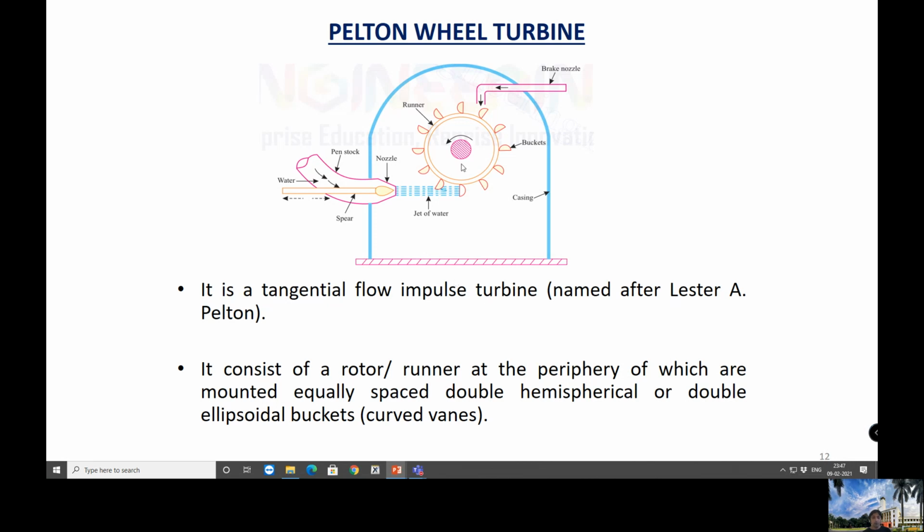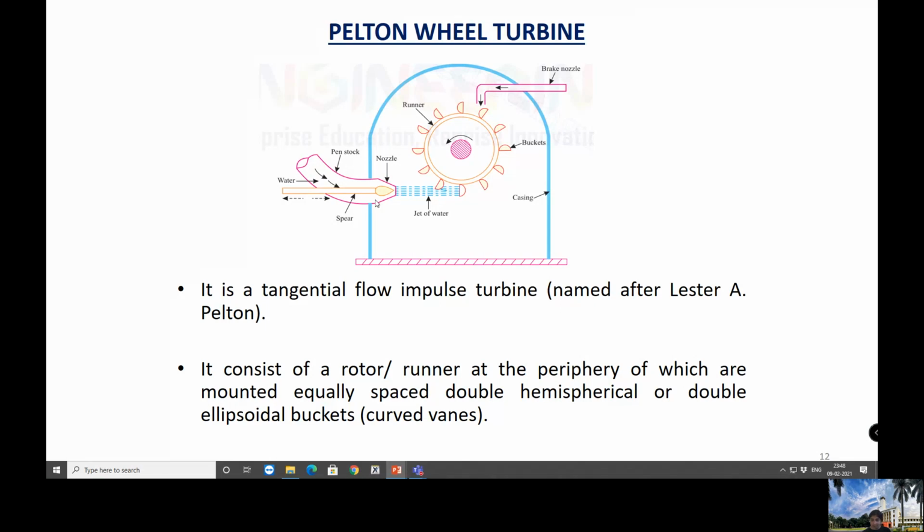It consists of a rotor or a runner, at the periphery of which are mounted equally spaced double hemispherical or double ellipsoidal buckets or curved vanes. In this particular experiment, we are not too much concerned with the dynamics of these buckets, but when we cover the theory, we will see how the momentum transfer takes place from the water coming here to these vanes, and how it is converted into energy.